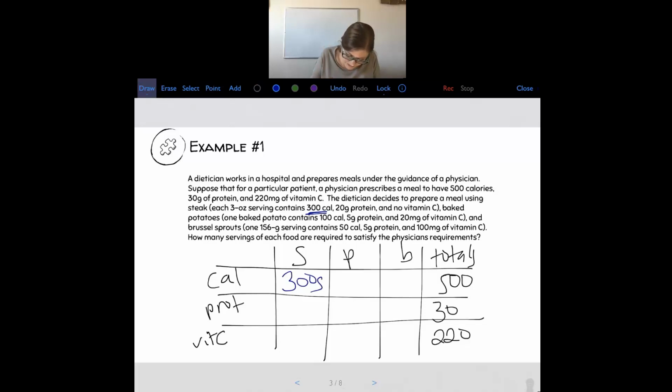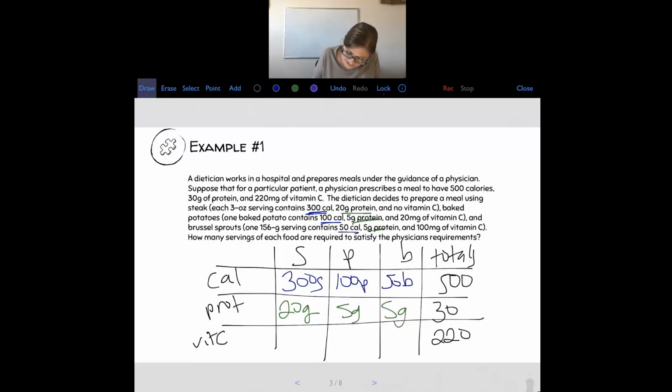Okay. For potatoes, we have 100 calories. And for Brussels sprouts, we have 50 calories. Okay. And then for protein, we'll do the same thing. So steak has 20 grams of protein per serving. Baked potato has 5 grams of protein per serving. And Brussels sprouts have 5 grams of protein per serving.